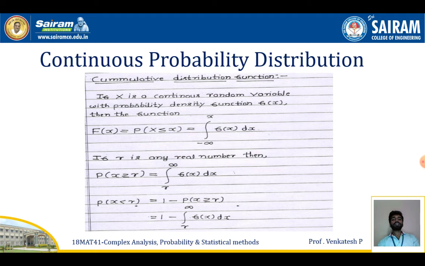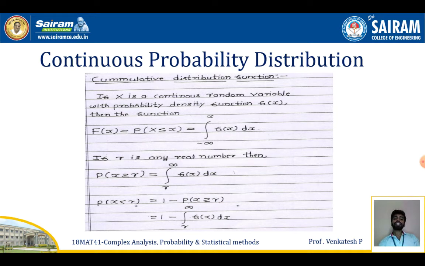Now we'll see what a continuous probability distribution is. If x is a continuous random variable with the probability density function f of x, then the function capital F of x is equal to P of capital X less than or equal to x, which is the integral from minus infinity to x of f of x dx. This capital F of x is nothing but the cumulative distribution function.